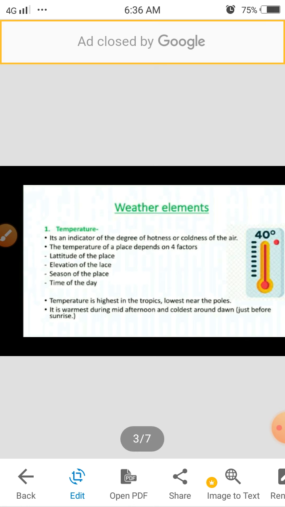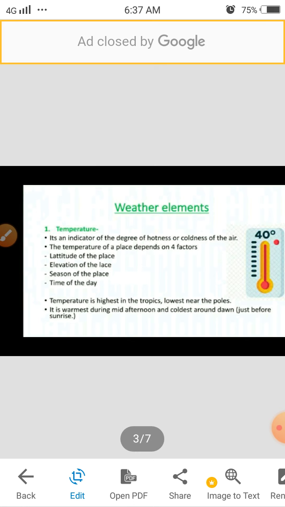Second is the elevation of the place. What is the elevation of the place? Elevation is the height to which something is elevated. Or we can say it is altitude. As elevation increases, or we can say altitude increases, the temperature decreases.